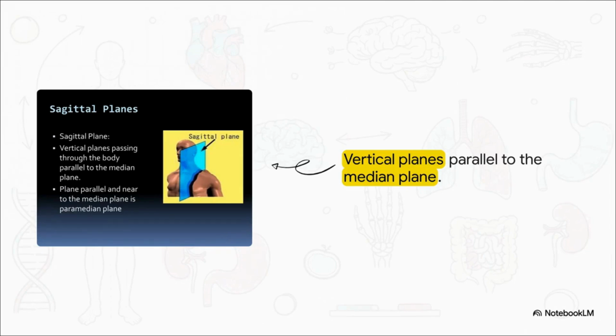Next, we've got the sagittal planes. Now, these are also vertical planes, but they pass through the body parallel to that central median plane we just talked about. And this is a great illustration of how we can actually have multiple sagittal planes. If a sagittal slice runs perfectly parallel and super close to the median plane, we call it a paramedian plane. So while there is only one true median plane, you can take a sagittal slice literally anywhere along the left or right side of the body.